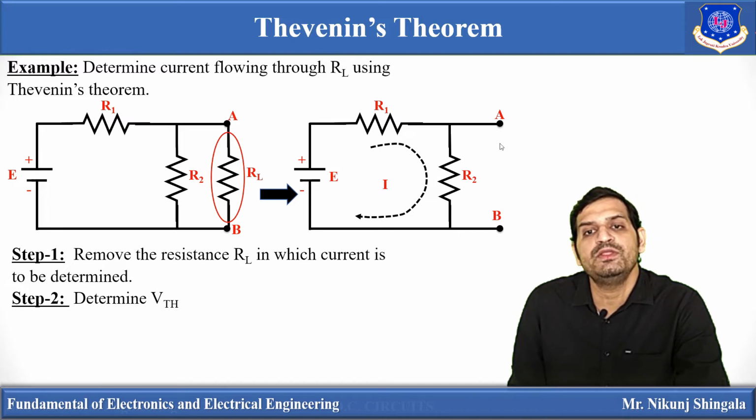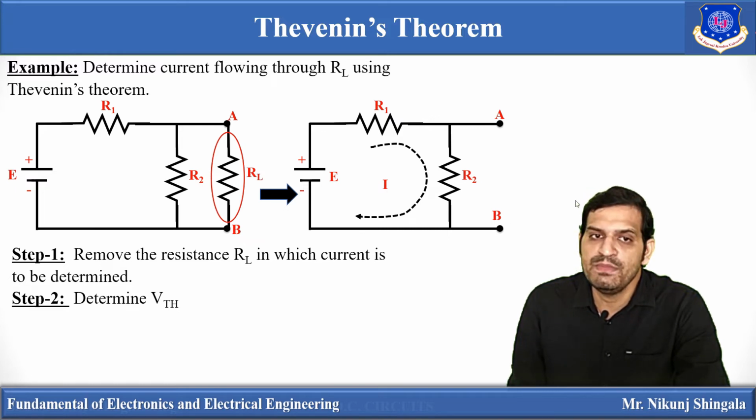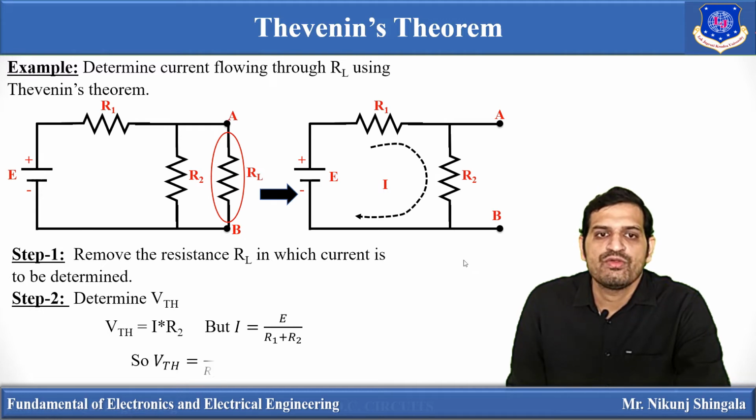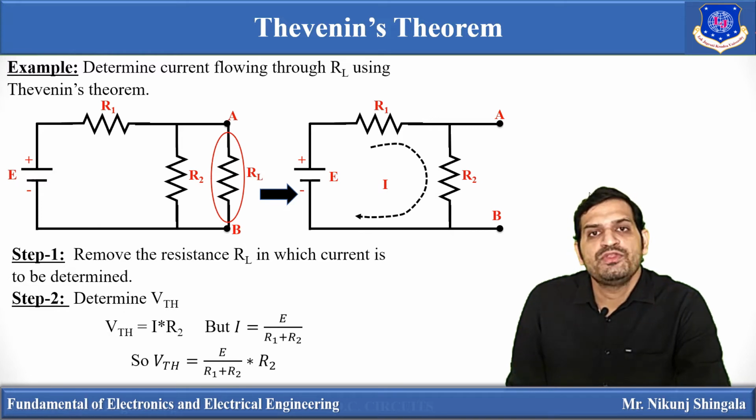Now VTH is determined between the open circuited load terminals. So we have to determine VTH between terminal A and terminal B. So VTH will be what? VTH is across R2, so VTH will be equal to I into R2. But what is I? To find I, we apply KVL in this loop. There is no division of I because this is an open circuit, so all the current will flow in this loop. So I is equal to E divided by R1 plus R2. So VTH is equal to E divided by R1 plus R2, multiplied by R2. This is how we determine VTH. VTH is always determined across the open circuited load terminals.